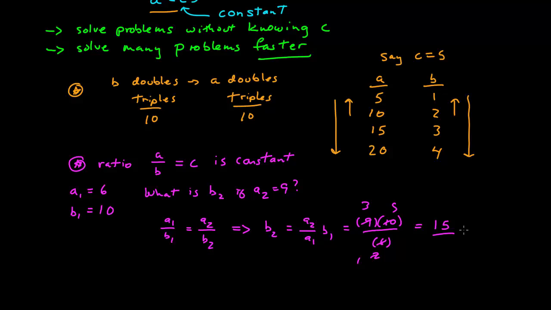Here's an example where we were able to solve the answer without ever even evaluating what that constant of proportionality is. So another way to look at this is that A1 over A2 is equal to B1 over B2. These ratios also allow you to solve problems without ever finding the constant of proportionality.